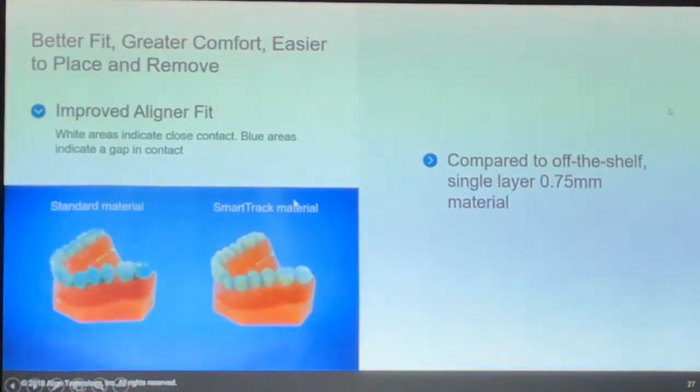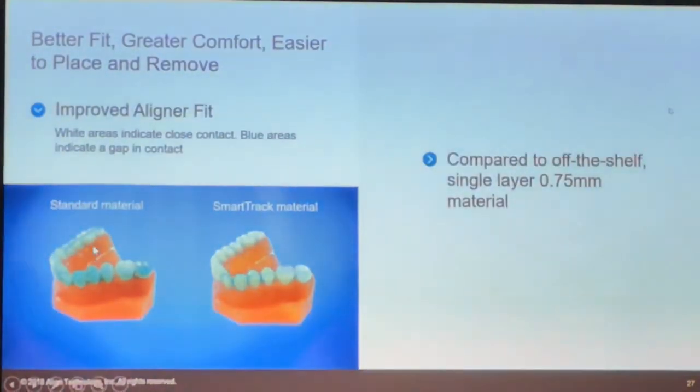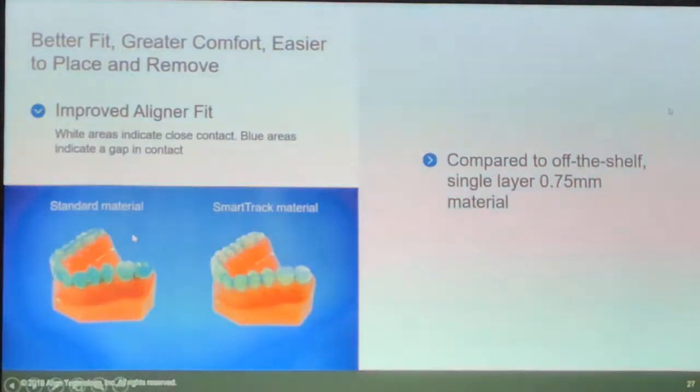The second one is a study that also compared other material and Smart Track. What they did is put blue ink into the aligner material, and then put it onto the dental model to see which material has a better fit. With a better fitting material, you will not be able to see the blue color. From this picture, with the Smart Track material you will see less blue color compared to the standard material. This shows that the Smart Track material has a better fit to the patient's teeth.